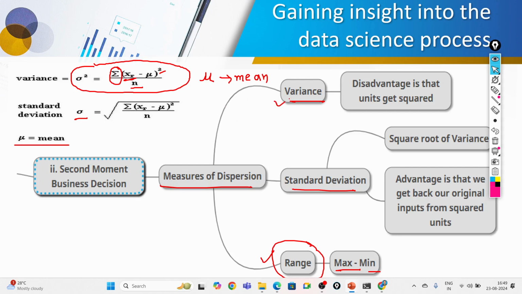So we have these cases, you will be having variance and you will be having standard deviation, okay. But variance is not preferred; instead of variance, standard deviation is preferred. Why?